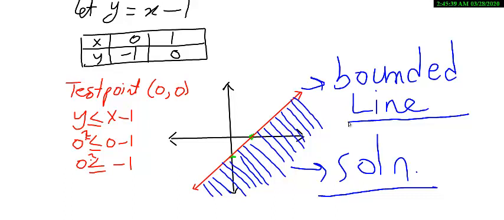and you have to identify the type of the bounded line, whether it's dashed or solid. It is related to the inequality sign. If it includes an equal sign, that means it's solid. If it does not include the equal sign, that means it's a dashed line.